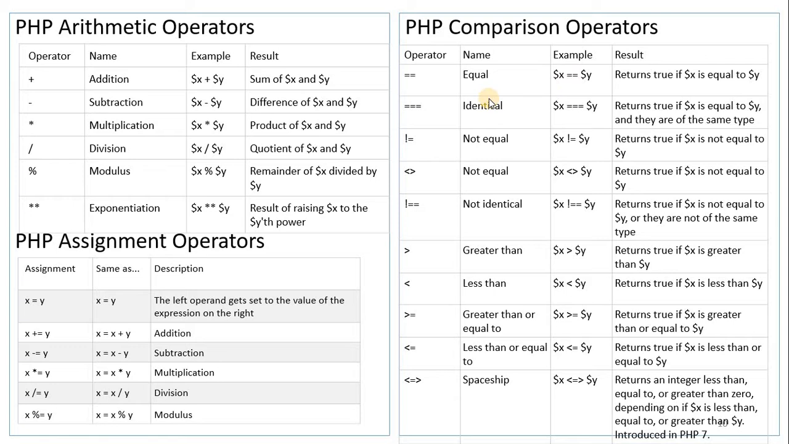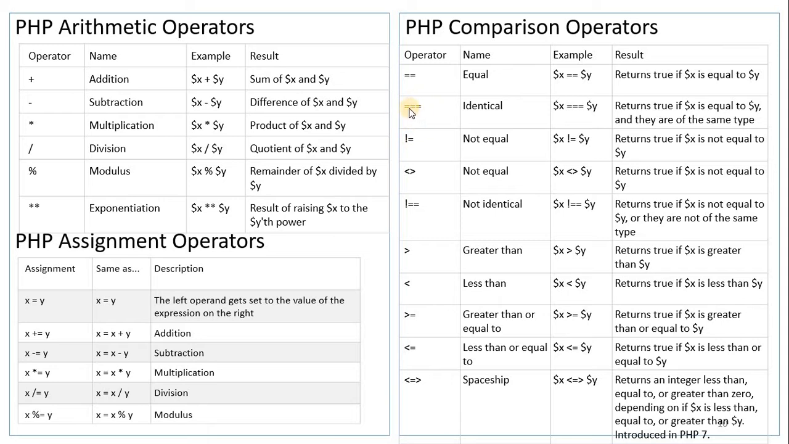Next we will see the comparison operators. These comparison operators are mainly used in conditional statements. We have different kinds of comparison operators. The first one is equal to, which returns true if x and y values are equal. Remember, single equal to in the assignment operator is used for assigning some value, whereas double equal to is a comparison operator used for comparing whether the content of two variables is the same or not.